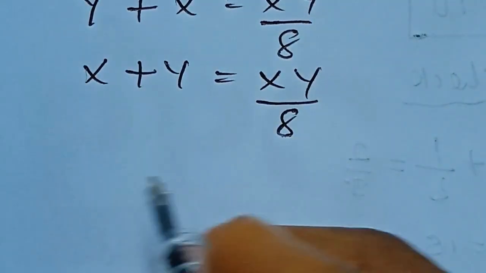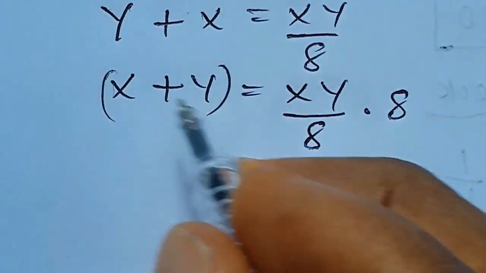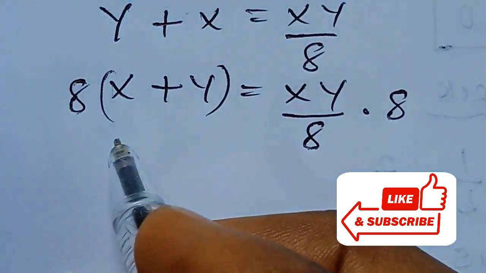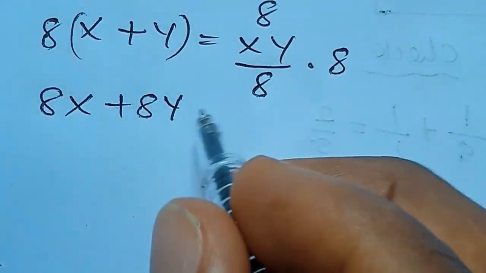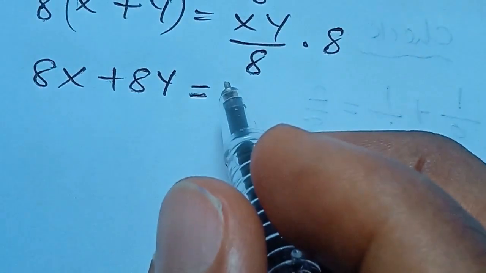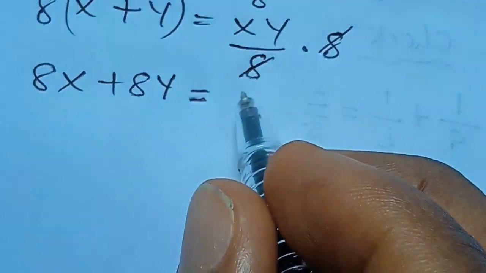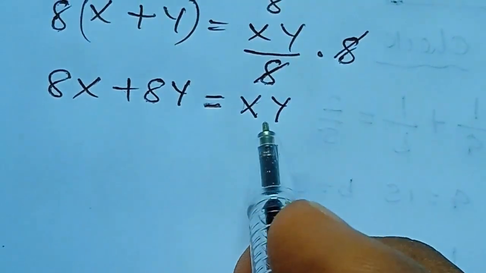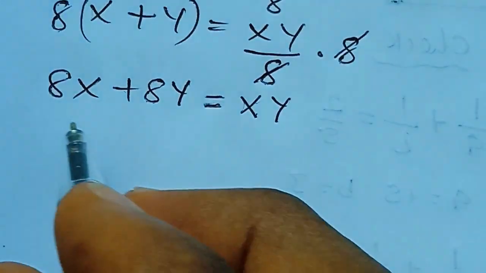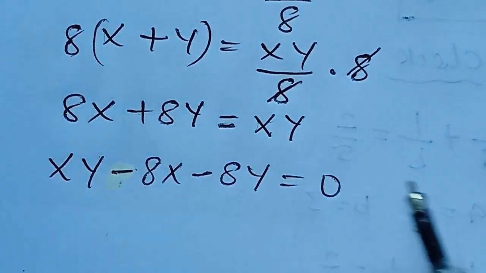Now from here we multiply both sides by 8. So multiplied through with the bracket, we have 8x plus 8y equal to, for the right hand side, 8 cancel out 8, we have xy. So we move all the expression at the left hand side to the right hand side. So we now have xy minus 8x minus 8y, everything equal to 0.